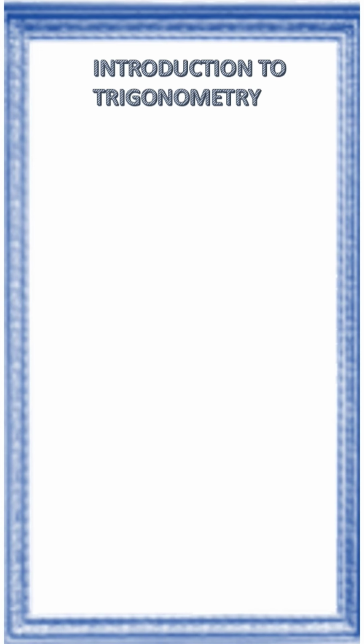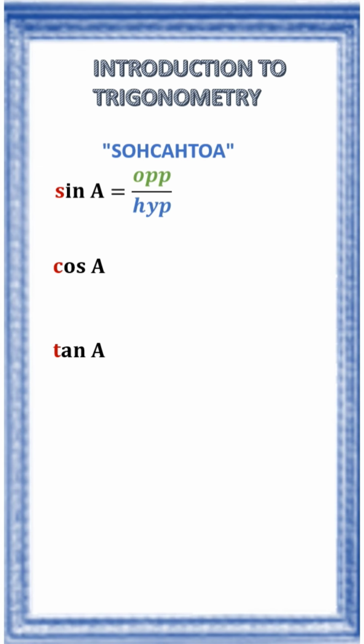Introduction to trigonometry. The important mnemonic we have to remember is SOHCAHTOA. From this one, we can have the values of sin A, cos A and tan A. Sin A is equal to opposite by hypotenuse, cos A is adjacent by hypotenuse, tan A is equal to opposite by adjacent.